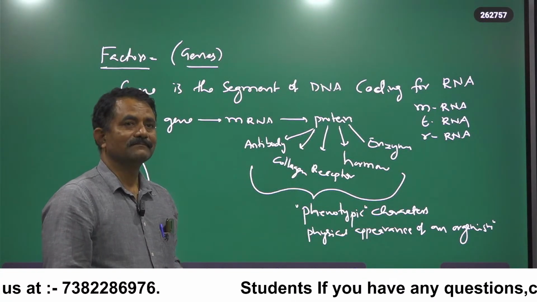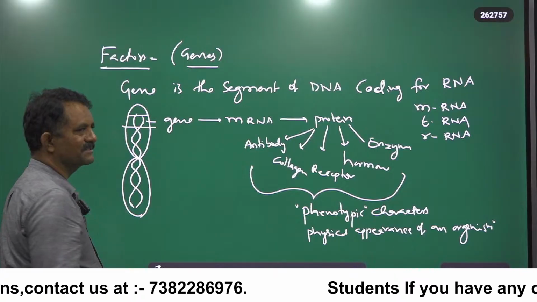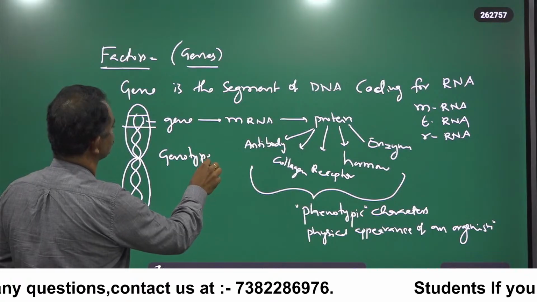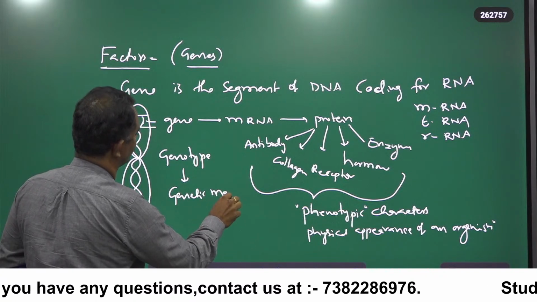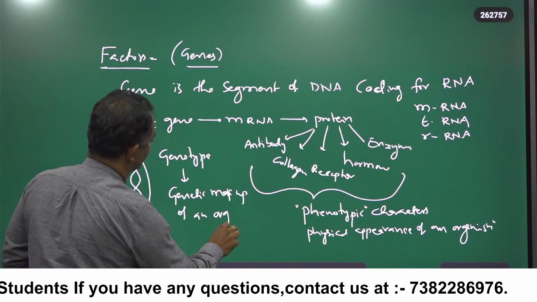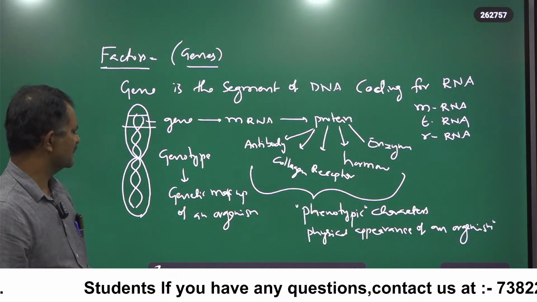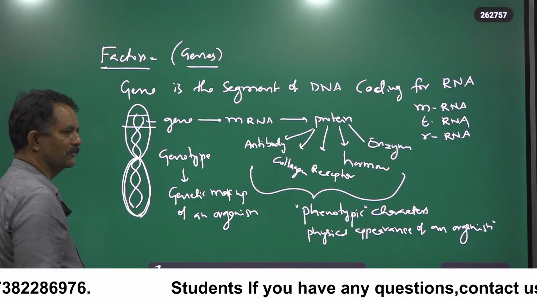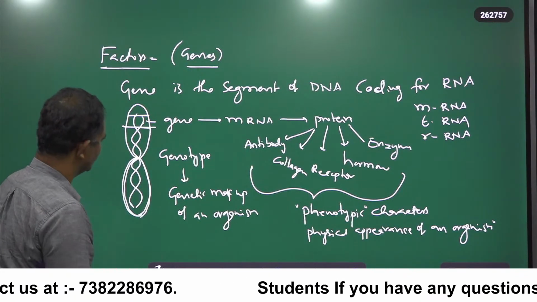It is expressed by the genotype. What is genotype? Nothing but genetic makeup. Genotype is the genetic makeup of an organism. This is present in the chromosome within DNA, nothing but a segment of DNA. A segment of DNA, that is gene.